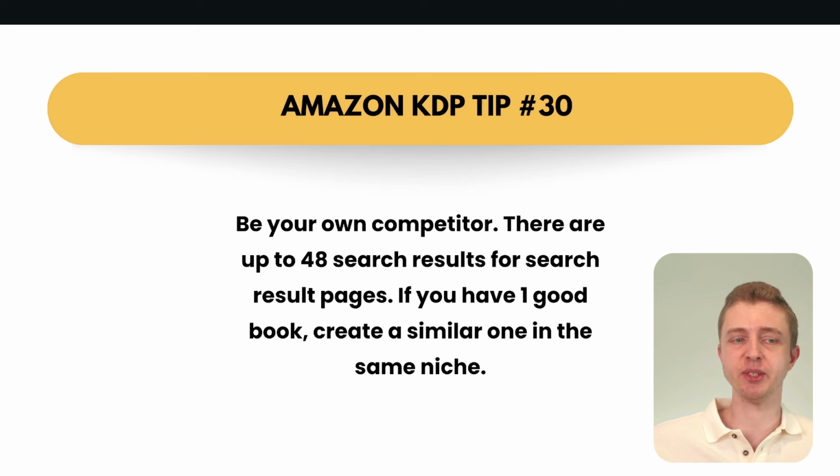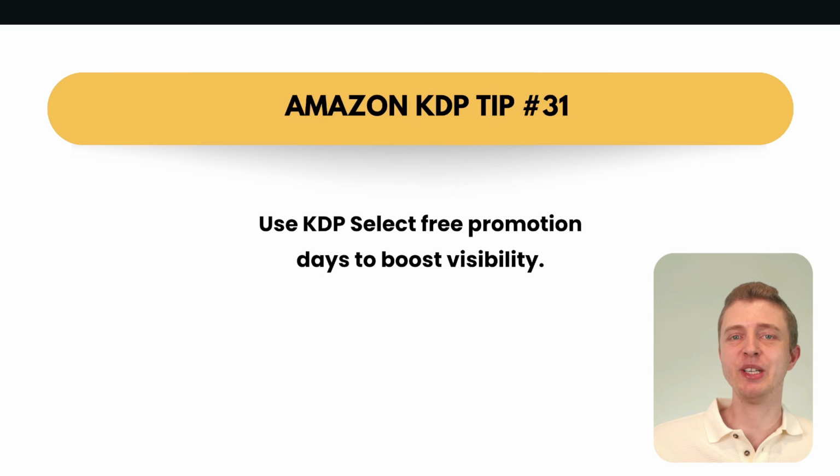KDP tip number 31 is to use KDP Select to boost your visibility and promotion if your book qualifies for it. It is just one way to gain more visibility, get more sales, and get more people to buy your books. And then obviously if you're building a brand, those buyers are worth a lot more because they're more likely to buy your other books and other future products as well.